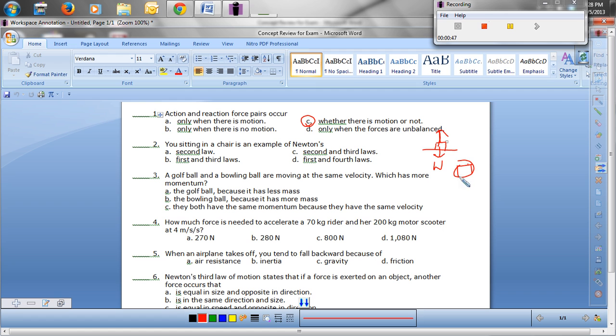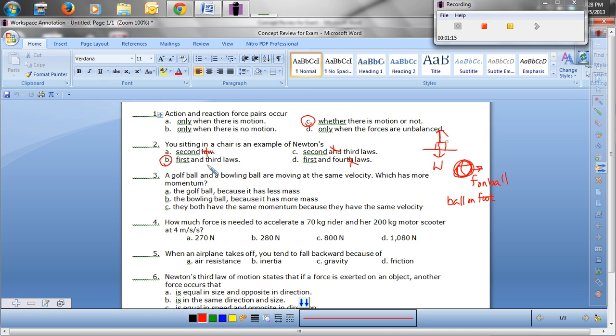Let's say a ball rolls towards you and you kick it with your foot. So the foot exerts a force on the ball, and the ball exerts a force back on the foot. You're sitting in a chair, and that's an example of Newton's first and third laws, because for every action there's an equal and opposite reaction. And you're not accelerating, so it can't be the second law. There is not a fourth law.